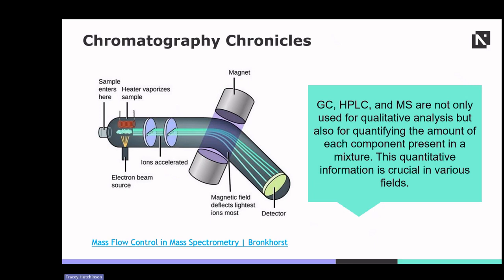So GC, HPLC, and MS are not only used for qualitative analysis, but also for quantifying the amount of each component present in a mixture. This quantitative information is crucial in various fields, such as pharmaceuticals for determining drug concentrations in formulations, and environmental science for assessing pollutant levels in water and air samples. These techniques are essential in analytical chemistry for separating, identifying, and quantifying components in complex mixtures, providing valuable information for various scientific and industrial applications.